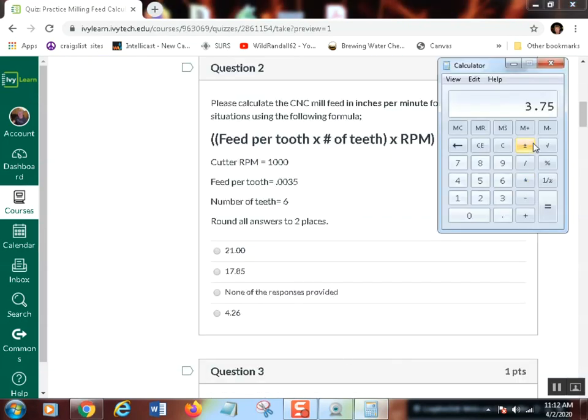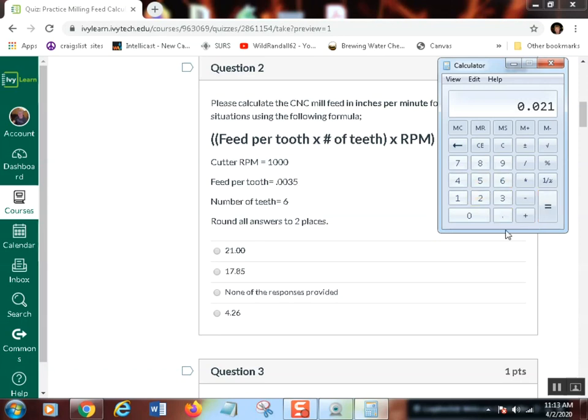Question number 2. Okay, we'll clear that out. Again, this time we have a feed per tooth of 3,000ths and 5/10. We have 6 teeth. We might call that a multi-flute, or it could be a face mill. Anyway, we're running at 1,000 RPM. So what do we do? Same as always. We're going to take, I'm going to put that in there, 0.0035 times 6 equals 21 thousandths. That's quite a heavy feed. I'm going to say this is a face mill. Maybe it's a big, gigantic face mill.